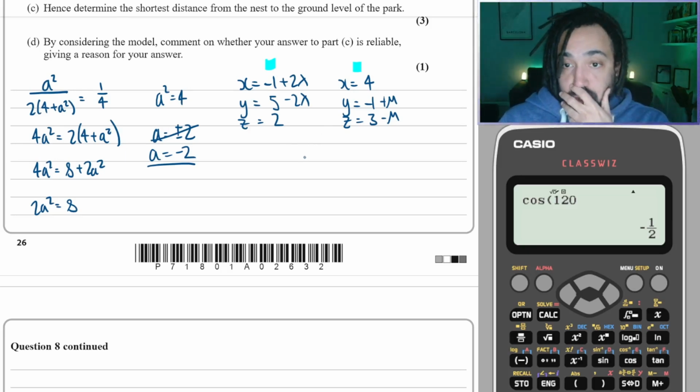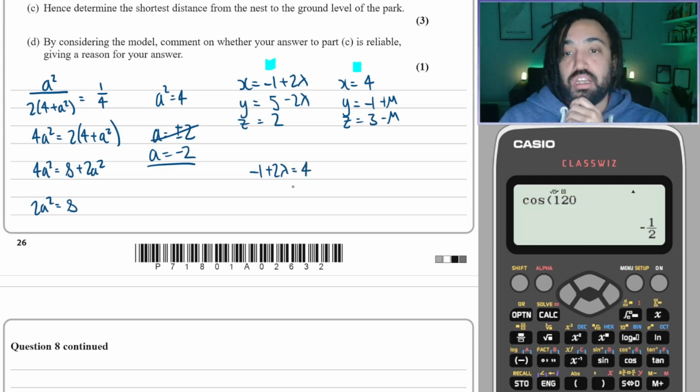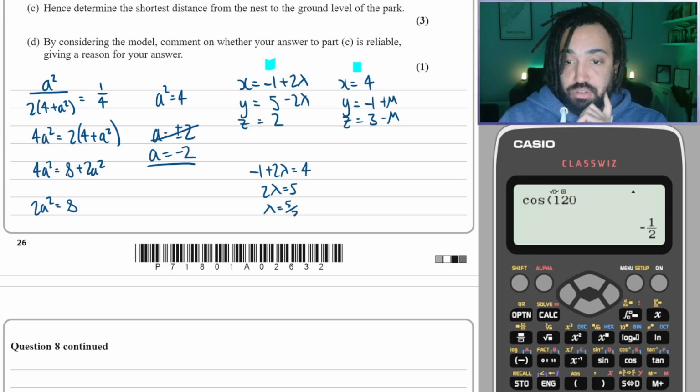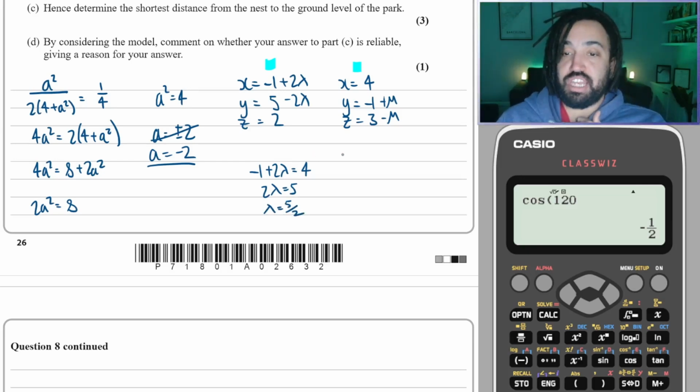Okay, so if I look at x first, then I have 1 minus 2 lambda equals 4. If they meet, then the x values will be the same, which means that 2 lambda equals 5, so lambda equals 5 over 2. Okay, now if I look at the z's next, then I get 2 must equal 3 minus mu, which tells me that mu must equal 1.